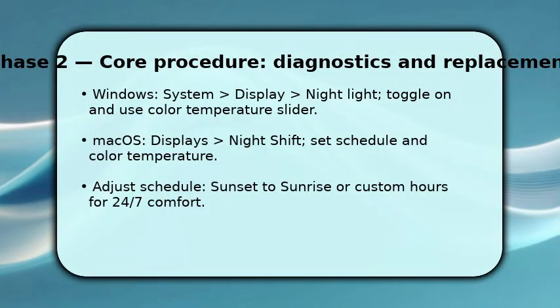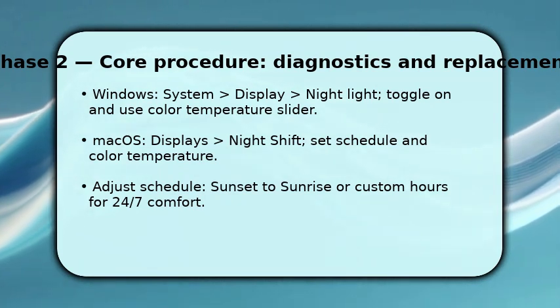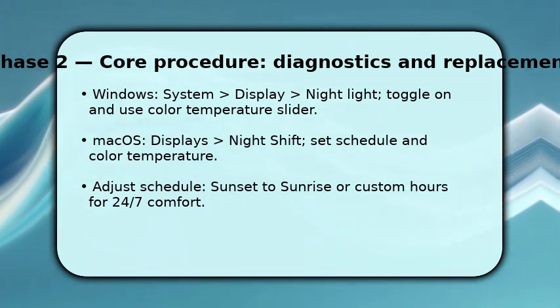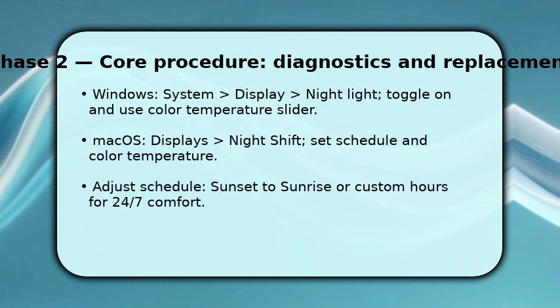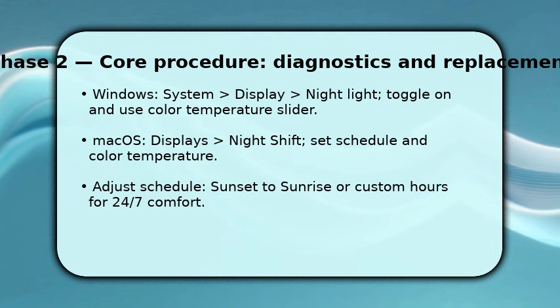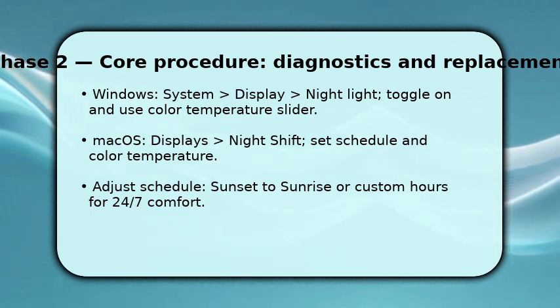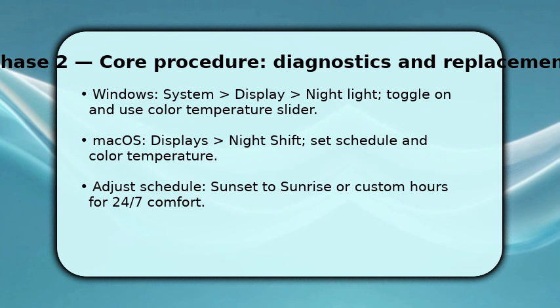You'll now enable the feature and tailor it to your needs. On Windows, go to System, Display, then Night Light. Turn it on and slide color temperature toward warmer tones to reduce blue light. On Mac OS, choose Displays then Night Shift, pick a schedule and move the slider for a warmer effect. Make sure to set either sunset to sunrise or enter custom times so the feature runs when you need it.